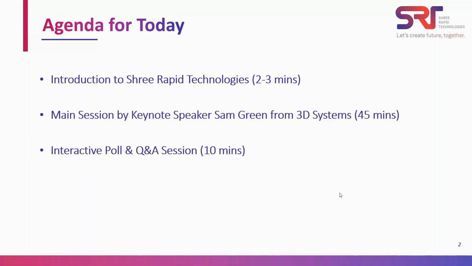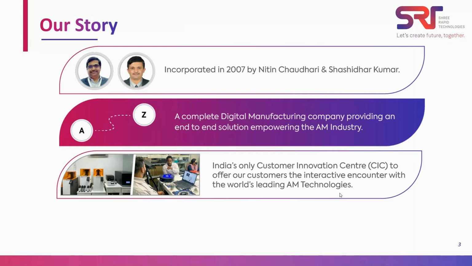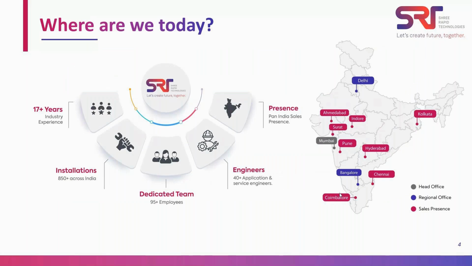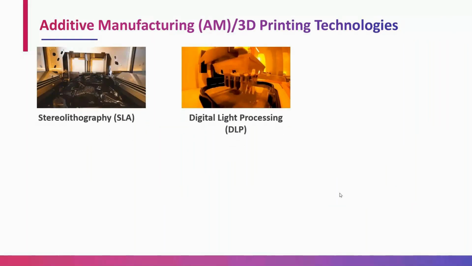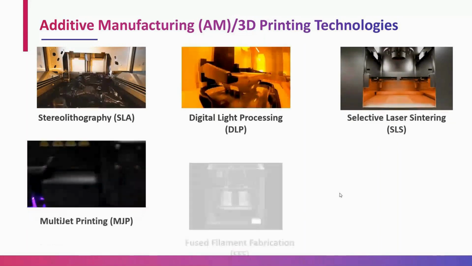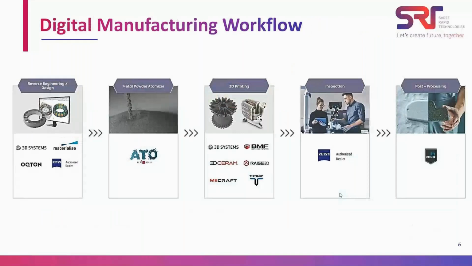Before we dive in, allow me a few minutes to introduce who we are and what Shree Rapid Technologies is. Incorporated in 2007, we are a complete digital manufacturing company providing end-to-end solutions in the additive manufacturing industry. We are one of the leading solution providers with around 17 years of experience and 850 installations across India. We have a dedicated team of engineers and a presence pan India. We provide digital manufacturing solutions in all types of 3D printing technologies. Also, we have a digital manufacturing workflow from reverse engineering, metal powder atomizer, 3D printing, inspection, and post processing.